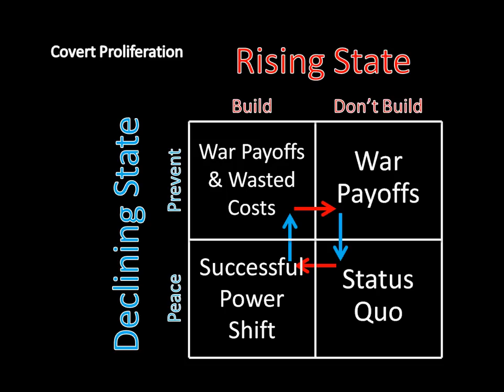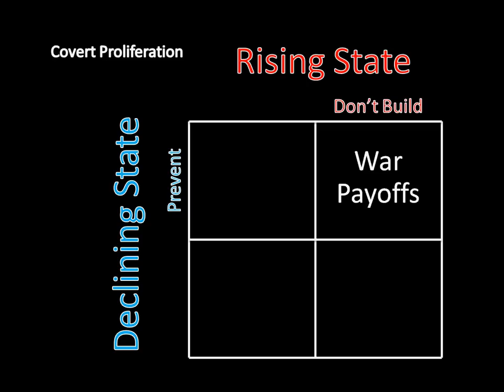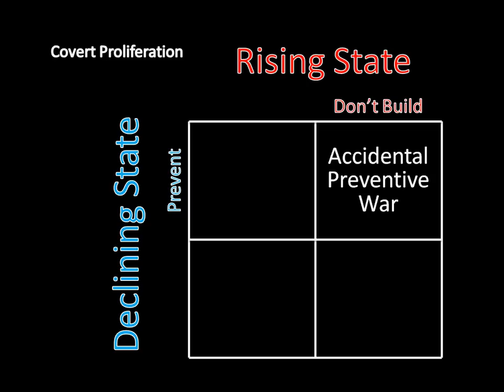But there is something important here. We know that this outcome, where the declining state prevents and the rising state doesn't build, will happen with positive probability. Well, what we might call this, instead of just saying this is war payoffs, is accidental preventive war. Because the declining state's launching a preventative war against the rising state, and yet the rising state isn't actually building weapons in this case. It's just that the declining state doesn't know that ahead of time. If it knew it ahead of time, it would want to not launch preventative war. It would want to have peace. The problem, again, is that the declining state just can't anticipate this ahead of time.